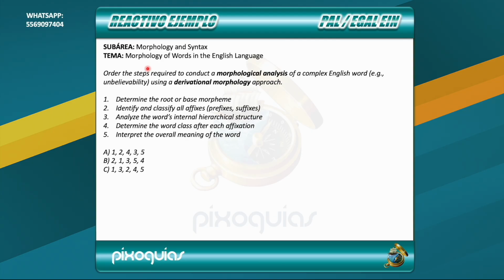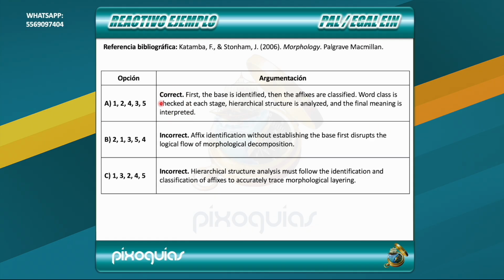Order the steps required to conduct a morphological analysis of a complex English word, for example, unavailability, using a derivational morphology approach. The correct answer is A. This is 1, 2, 4, 3, 5.